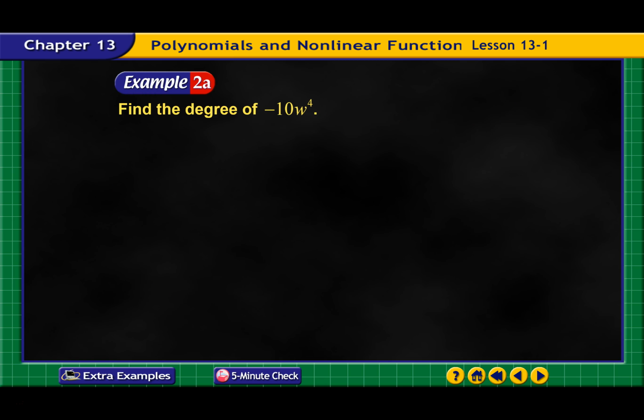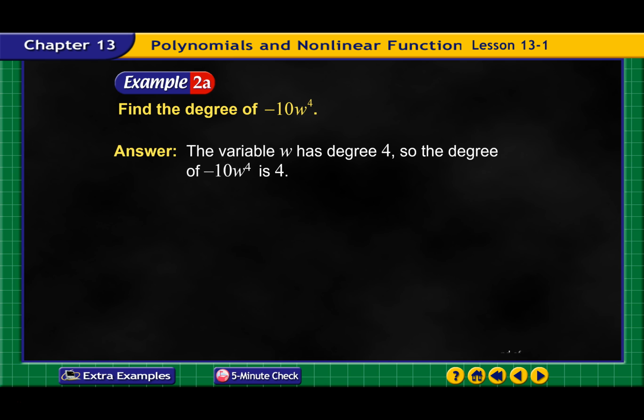All right, find the degree of negative 10 times 4w. When we look at this, we see there's one variable, w, and it is to the fourth degree. There's no others, so that's all it is. The degree is 4 because the variable w has a degree of 4, so therefore the whole thing's degree is 4.